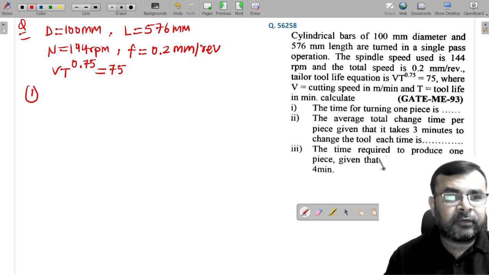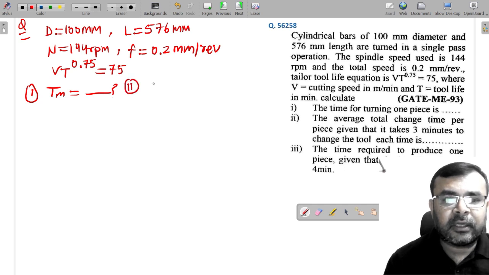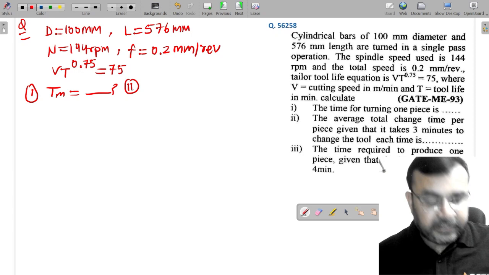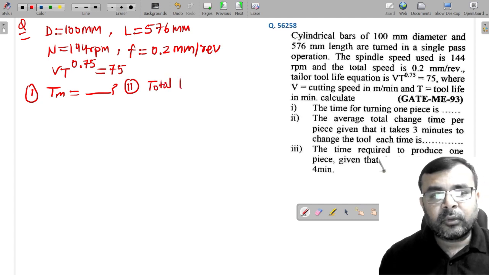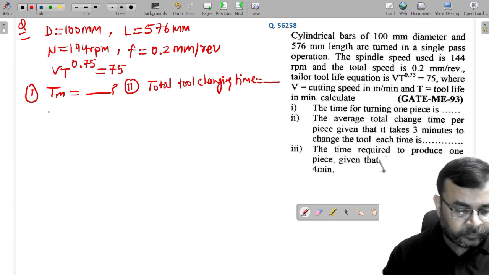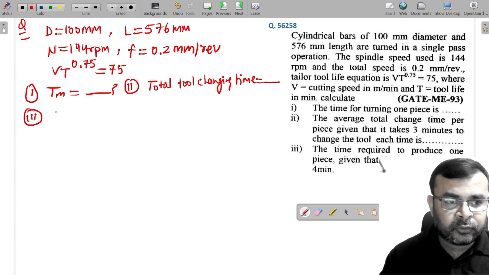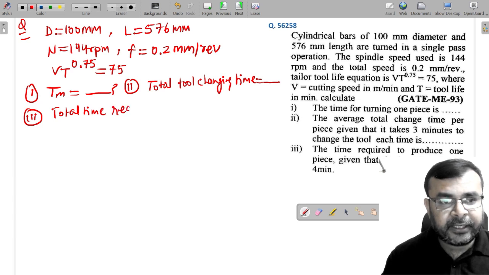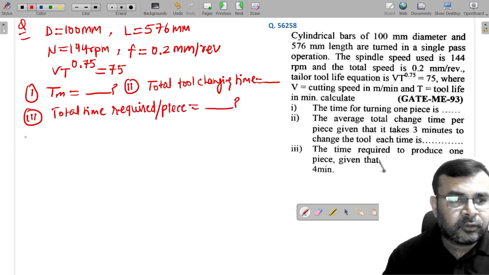So here we need to calculate, number 1, the time for turning one piece, so that is machining time. Second, we need to calculate the average total tool change time per piece, given that it takes 3 minutes to change the tool each time. So total tool changing time we need to calculate, correct? And the third part, that is the time required to produce one piece, given that the handling time is 4 minutes. So production time, total time required per piece we need to calculate. So let's see one by one.